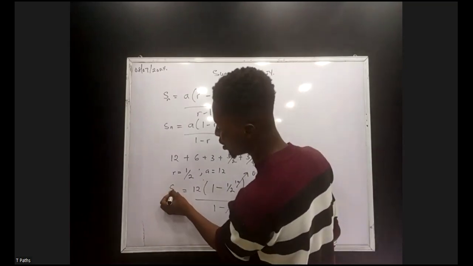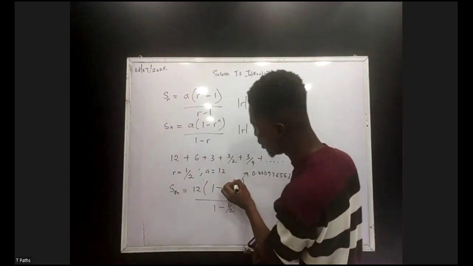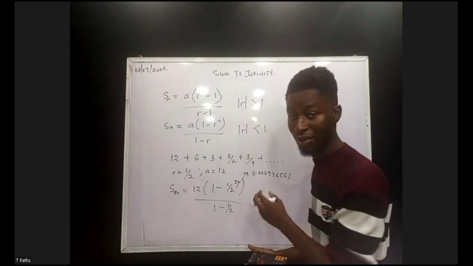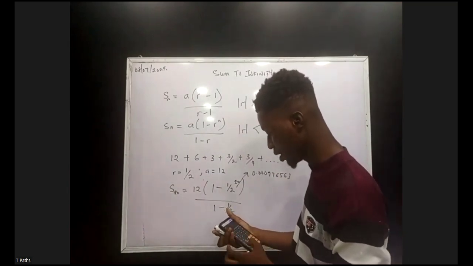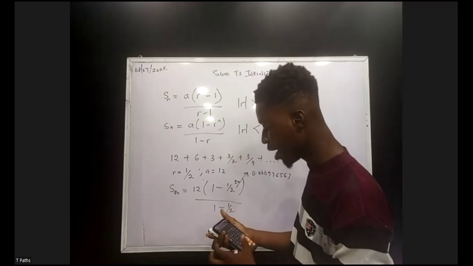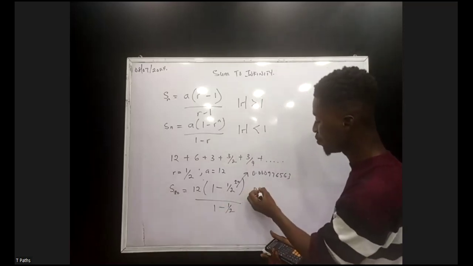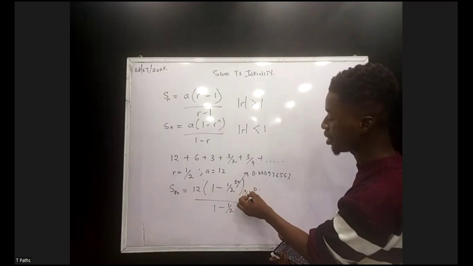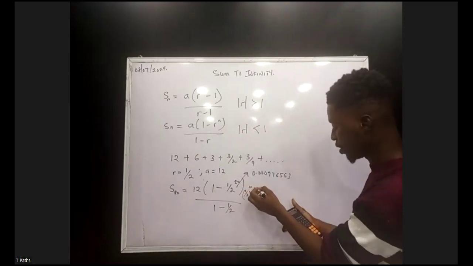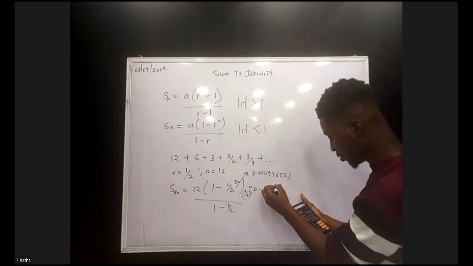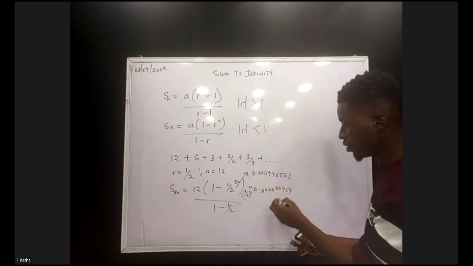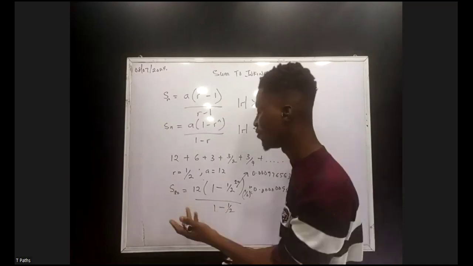Now, let's assume we are asked the sum of the first 20 terms. In this case, the power will be 20. Let's take 1 over 2 raised to power 20 and see what we get. We have more zeros: 0.0000954.